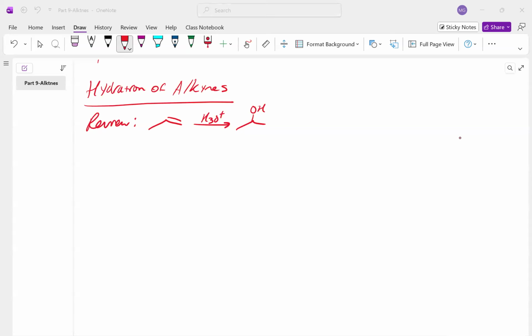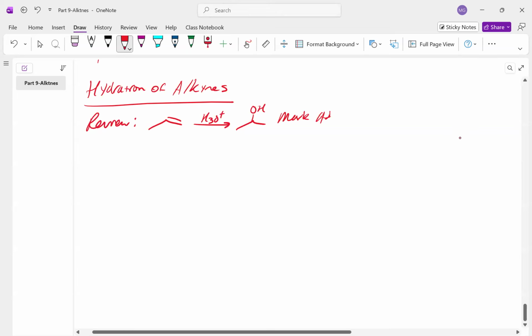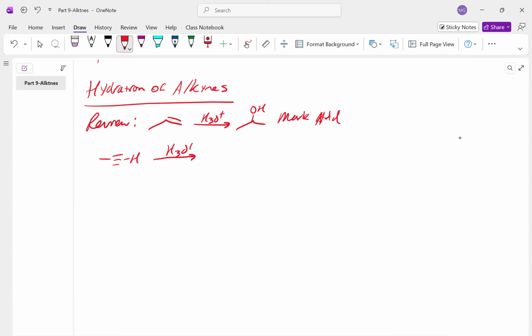So let's look at the acid catalyzed hydration of alkynes. Now, to review and to show the analogy between this and the previous unit, if we take an alkene and add water in the presence of acid, we do a Markovnikov's addition of water across that double bond. If we try to do this with a terminal alkyne, this is usually a very slow reaction.